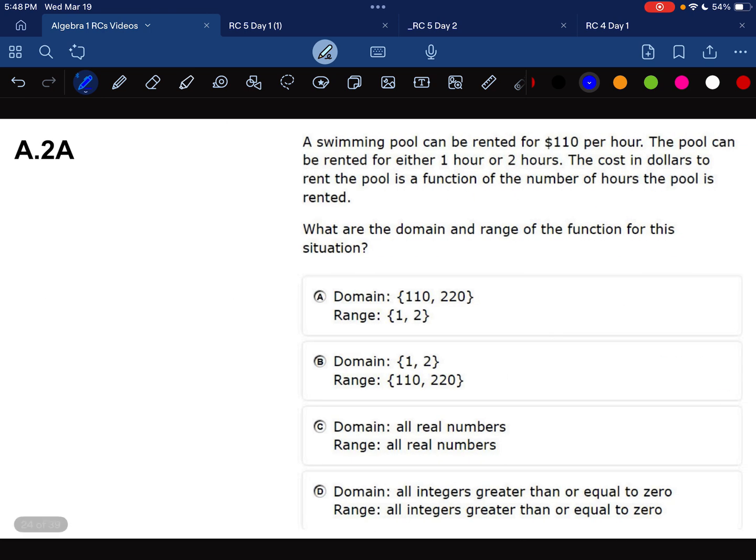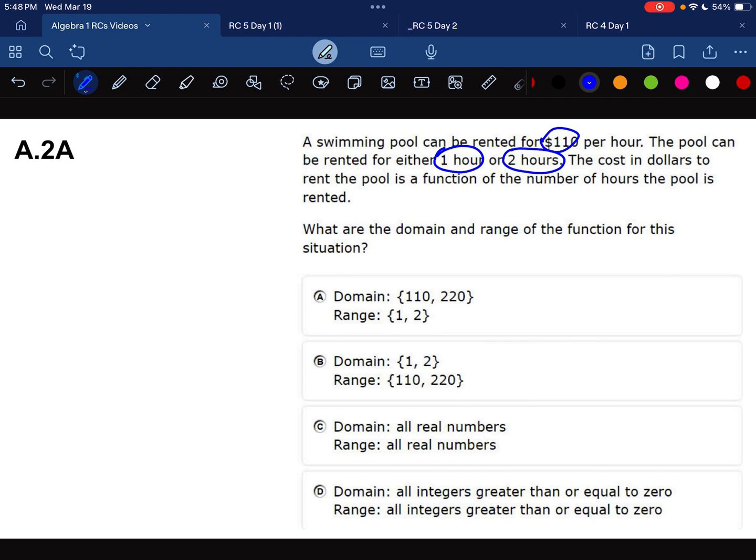Right, looking at this first problem, it says a swimming pool. As I read, you should be doing your cubes. A swimming pool can be rented for $110 per hour. The pool can be rented for either 1 hour or 2 hours. The cost in dollars to rent the pool is a function of the number of hours the pool is rented. What are the domain and range of the function for this situation? So I'm circling my numbers, 1 hour in my units.